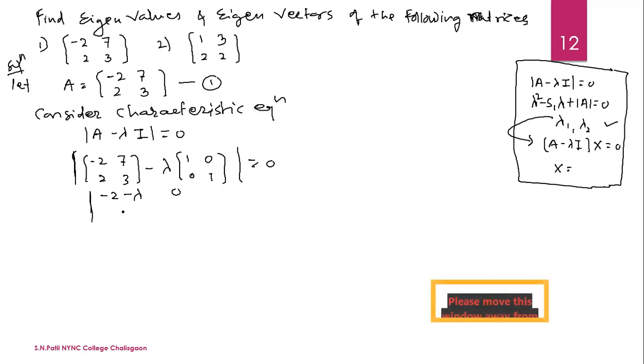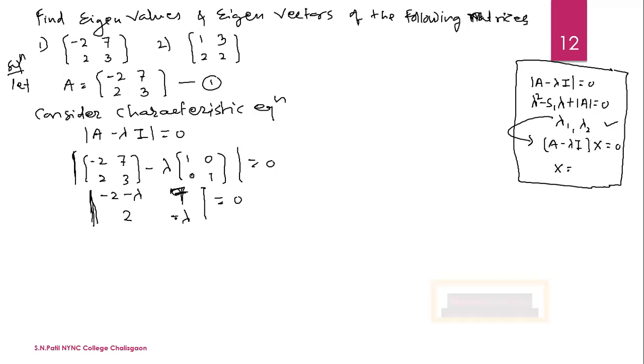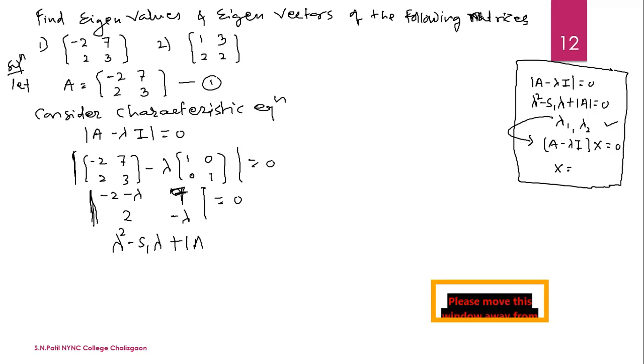Now 2 minus 0 is 2, and 7 minus 0 is 7. Then 3 minus lambda is equal to 0. You can solve the determinant directly, the product of minus 2 minus lambda into 3 minus lambda, minus 2 into 7. Instead of that, you can apply the formula lambda square minus S1 lambda plus determinant of A is equal to 0.